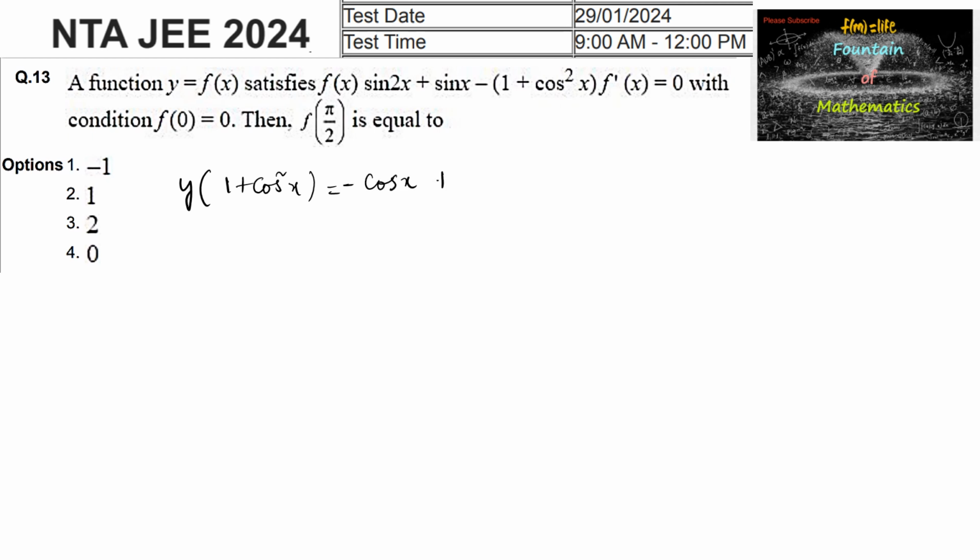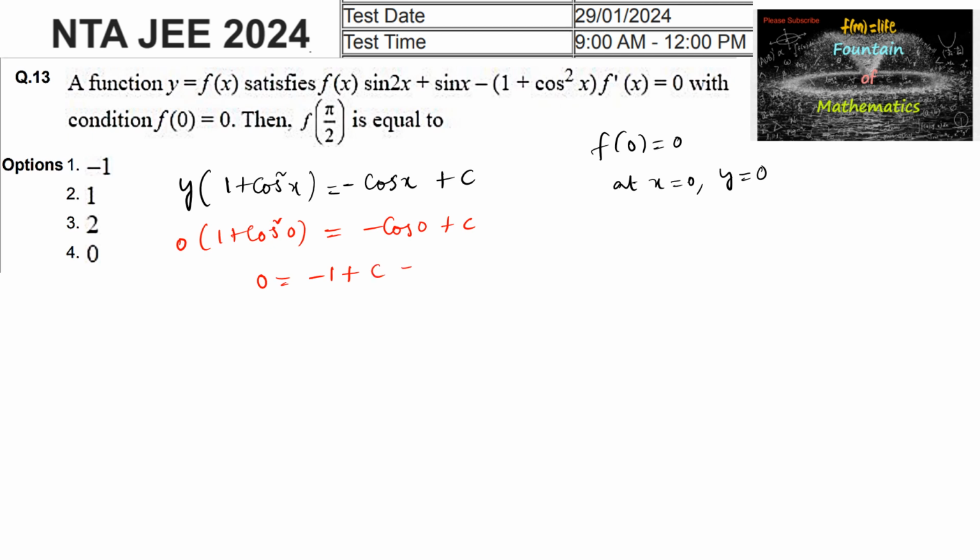is minus cos x plus c, and it is also given f of 0 is equal to 0, that means at x is equal to 0, y is equal to 0. So substitute y is equal to 0: 0 is equal to minus cos 0 plus c. Cos 0 is 1, so minus cos 0 is minus 1, plus c, which implies c is equal to 1. Therefore y times of 1 plus cos square x is equal to negative cos x plus 1, is the answer.